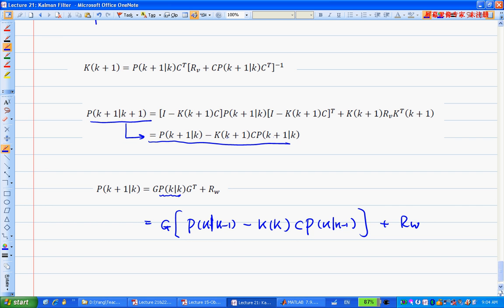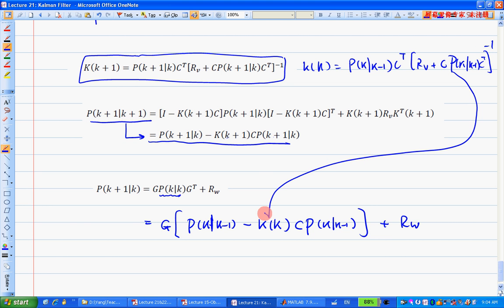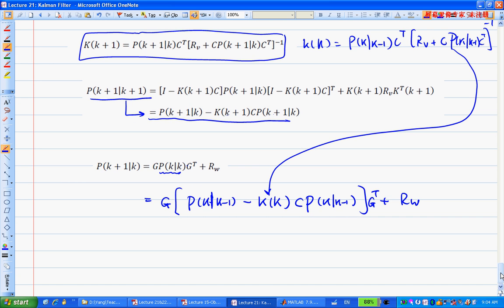Is that good? Yeah. So substitute K of k. So what's K of k? Basically replace this k plus 1 with k. So that's P of k|k minus 1, C transpose RV, C, P of k|k minus 1, C transpose, inverse, right? So substitute this one into here. Expand everything. Oh, I missed the G transpose here, right? There's a G transpose here. Expand everything. So after expansion, what do we get?